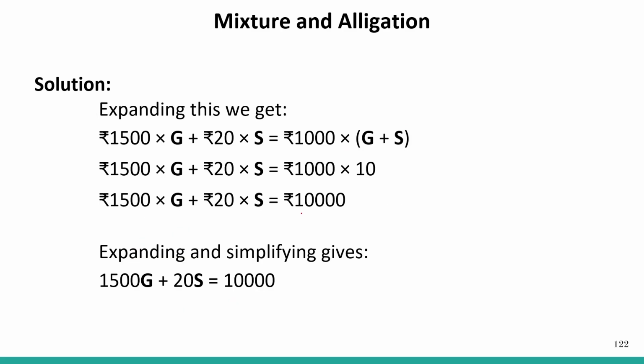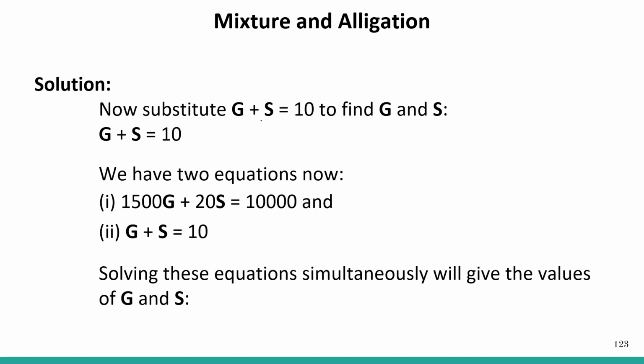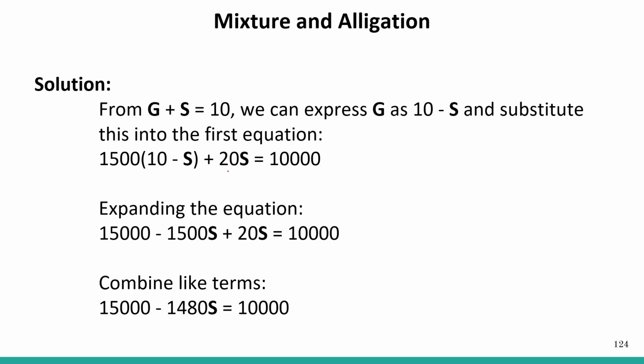So 1500 into G plus 20 into S is equal to 1000 into (G plus S). So 1500 G plus 20 S is equal to 10,000, right? Given that G plus S is equal to 10, we can substitute. So G plus S is equal to 10. Solving these two linear equations, what we are left with is this.